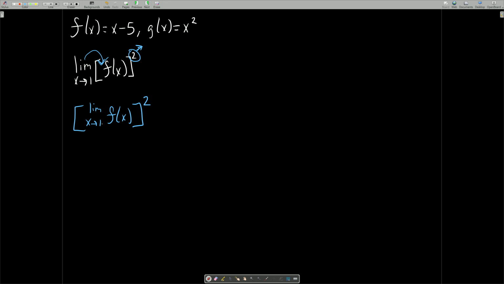So now you take the limit of f of x as x approaches 1. That would be, since f of x is x minus 5, you have 1 minus 5 squared. That's negative 4 squared. That's 16.